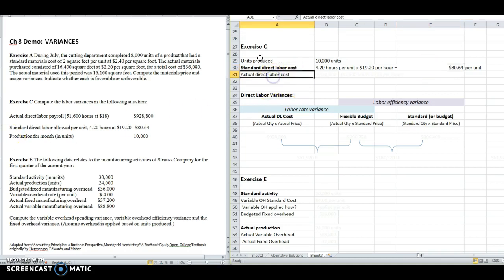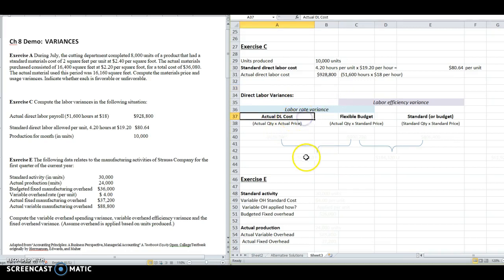Then we need the actual direct labor cost. Here they tell us the 51,600 hours at $18. We multiply those together if they don't give us this total amount, which is $928,800. That's what we really need, but we will need the other as well. So we'll put both of them in there so that we can refer back to it when we're doing our variances. With direct labor variances, we need to know three things.